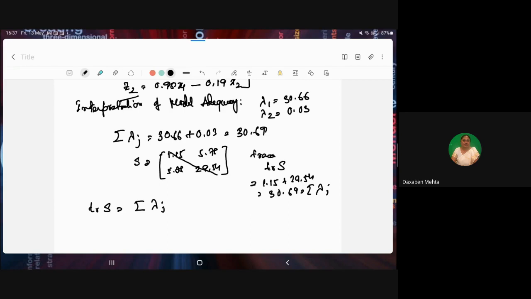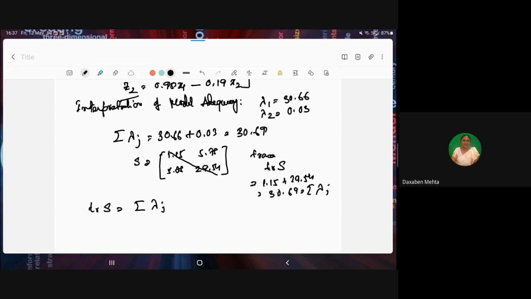Then we can say that the variability extracted by the maximum eigenvalues, the sum of this, is equal to the sum of the variance components of the original matrix. And if this holds, then the result is, it is called that the model is adequate.